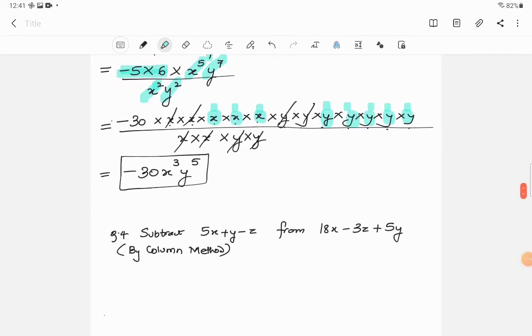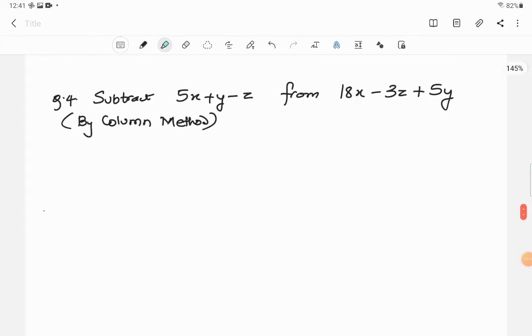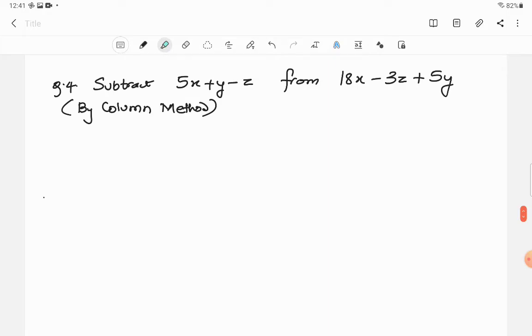Let's now go quickly to the last type of question that I have chosen, column subtraction. Alright, let's see. Read the question. Subtract 5x plus y minus z from 18x minus 3z plus 5y. So the from number should always be written first, and since I am doing it column-wise, I will write 18x minus 3z plus 5y.